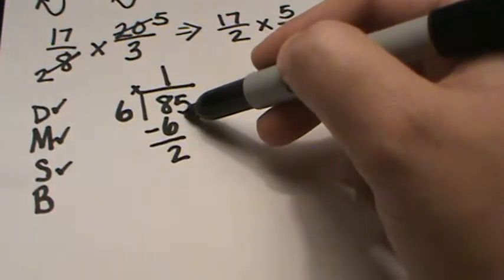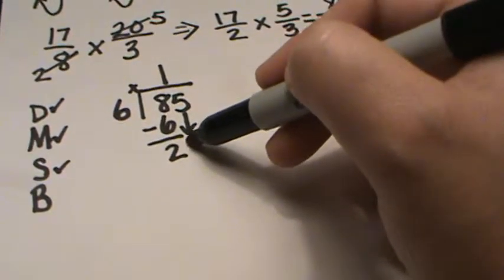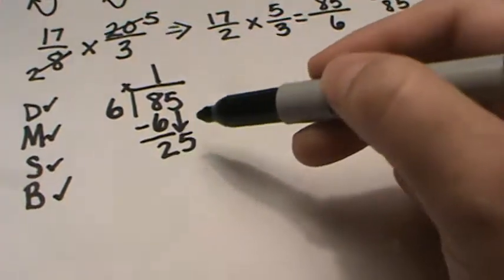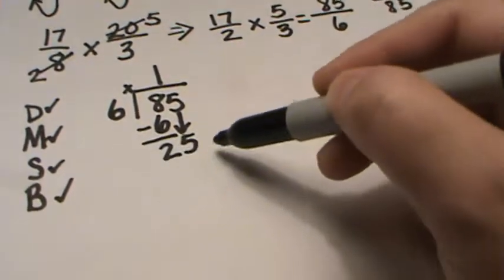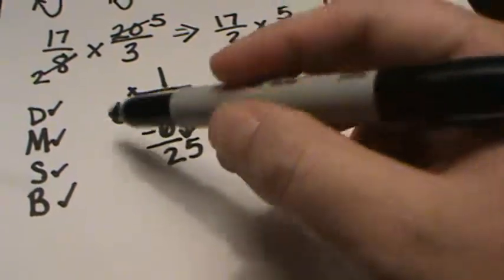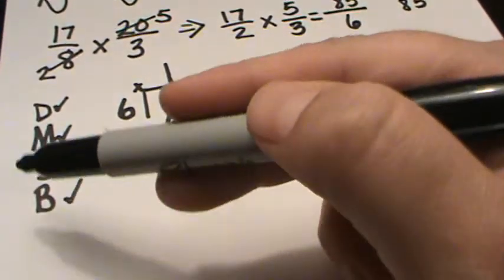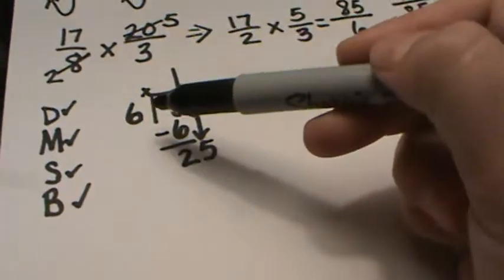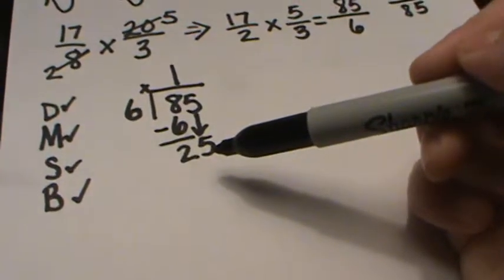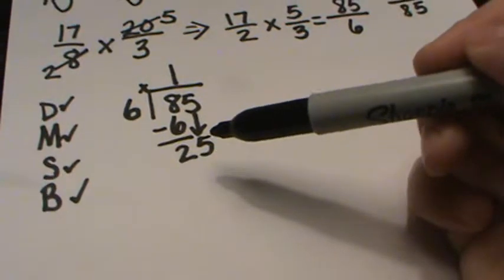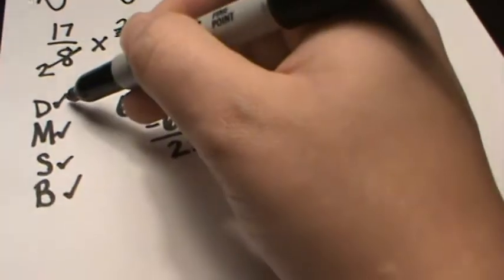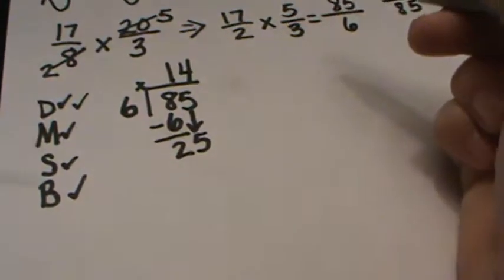I go next door and bring down the 5. I no longer have a 2 here. I now have a 25. You must look at the whole number now. So we've gone through our whole checklist, so we go back to the beginning again. We ask ourselves, how many times can 6 go into 25? 4. We write the 4 on top and give ourselves a check.